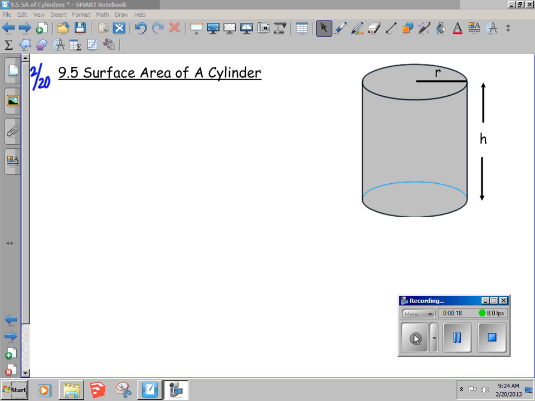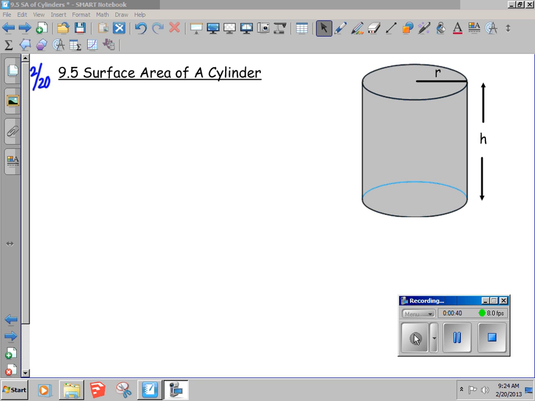Ethan? 3. How would you describe those 3, Ethan? It's the 2 circles on the top and the bottom, and then the outside circular face. The body, shall we call it the body of the cylinder? The outside curved part of it. All right, very good. There are those 3 faces. We got to figure out the area of each of those 3 parts.